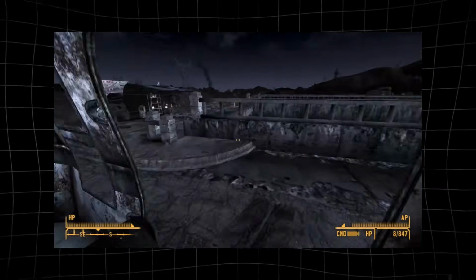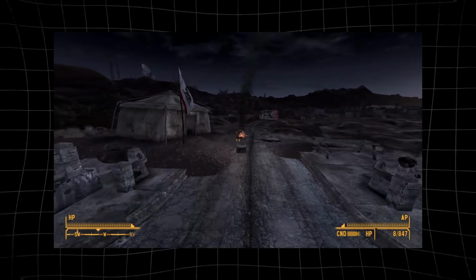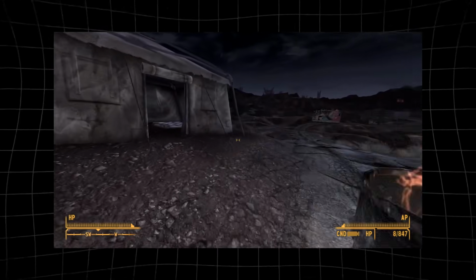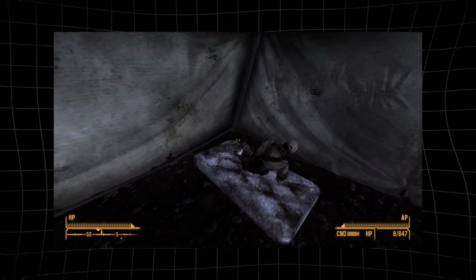The NCR of 2241 is a place of genuine hope and genuine accomplishment. The NCR of 2281 is something considerably more ambivalent.